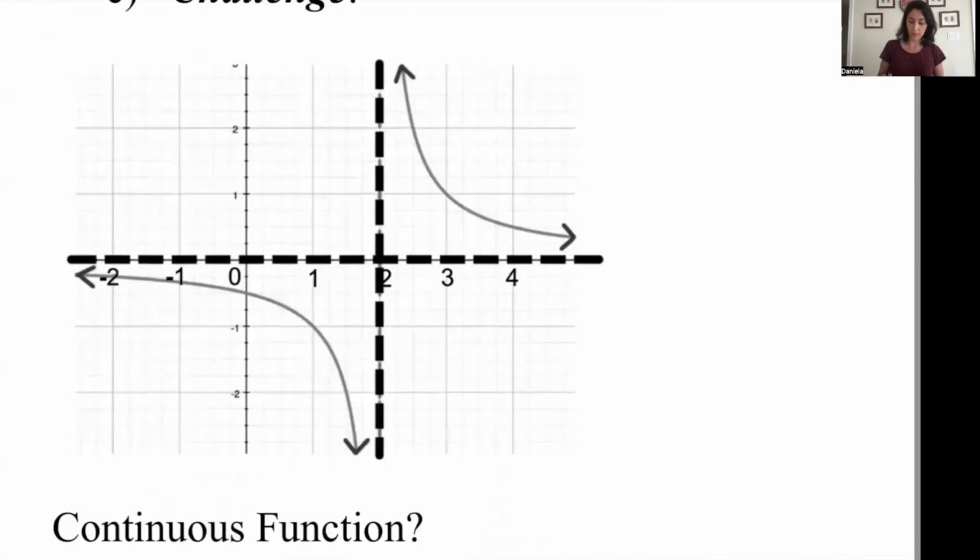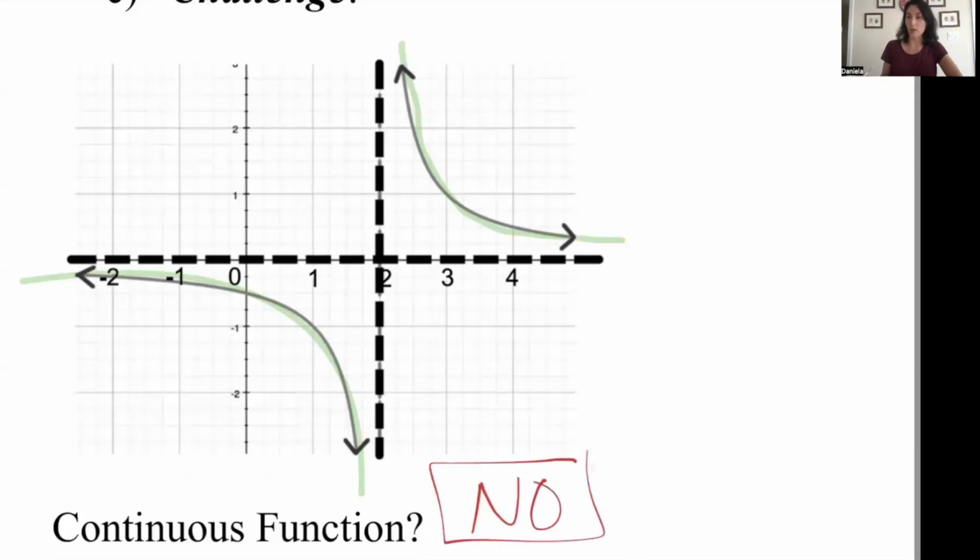So first things first, is this a continuous function? Remember that with a continuous function, you can tell: the second I pick up my pencil as I'm tracing the function, immediately it's not going to be continuous. So as I am coming from the left, I'm tracing. Now I have to pick up my pencil in order to start to trace it in that direction. So obviously this is not going to be a continuous function. In other words, this is called a discontinuous function.